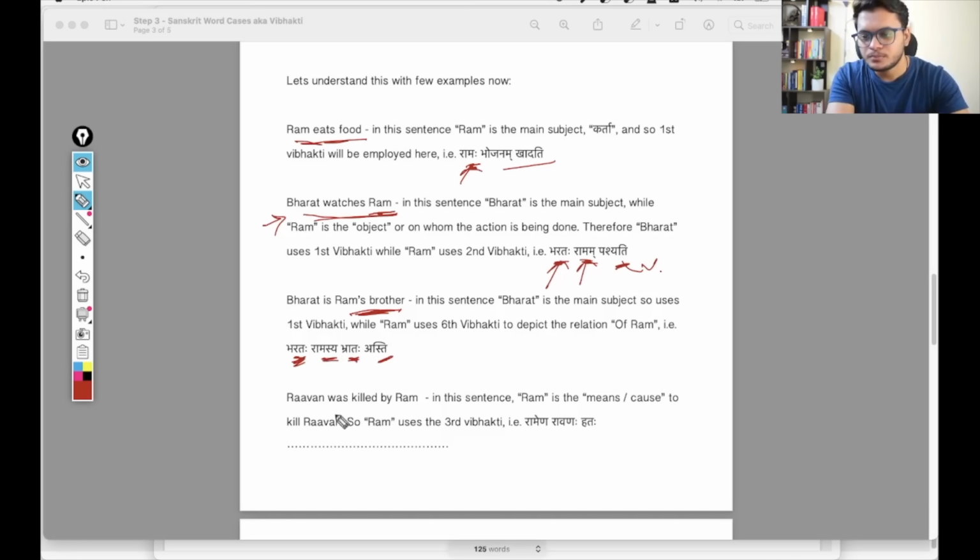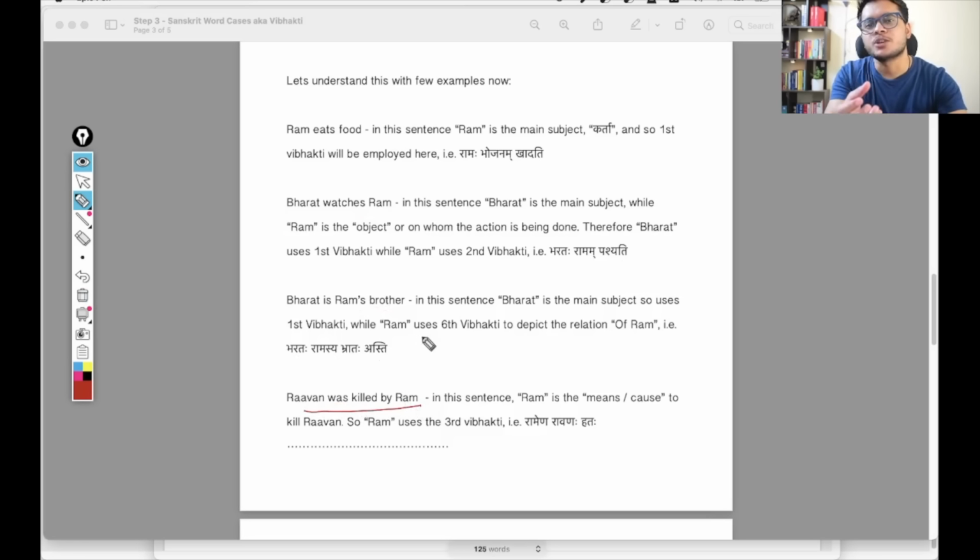This is how it works. Then, Ravan was killed by Ram. So you see, this is kind of a passive voice construct. You have active voice, Ram killed Ravan, and then you have passive voice, Ravan was killed by Ram. See how it says by Ram. The Ram here becomes the means or the instrument through which Ravan was killed, right? By Ram, with Ram, all those scenarios. So Ram will assume the third word case, and that's why he becomes Ramena. Ramena Ravanaha Hataha. Hata means killed.